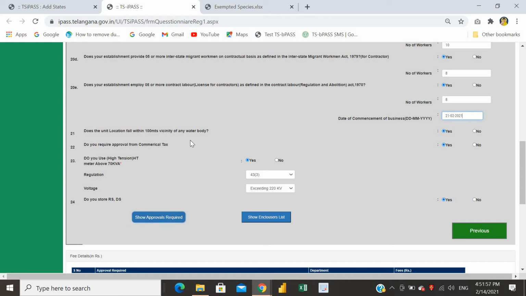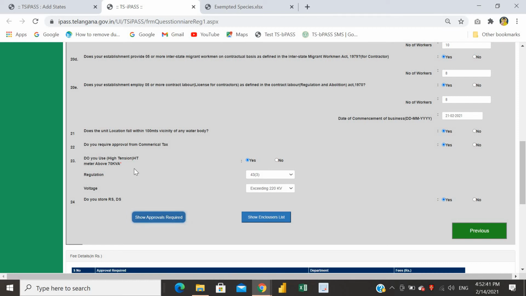So if it is in the vicinity of the water body, in the buffer zone, or may not be in the full tank level, but you don't know whether it is falling in the full tank level or not, or the building approving authority asked to get the NOC for the FTL, then you have to choose this one. So this is basically for if the location of the proposed site is falling within 100 meters of the water body. Actually it should be 200 meters. Don't know why it is given 100 meters. So if you choose yes, it will send an application for obtaining NOC FTL from the collector's office as well as from the irrigation department.